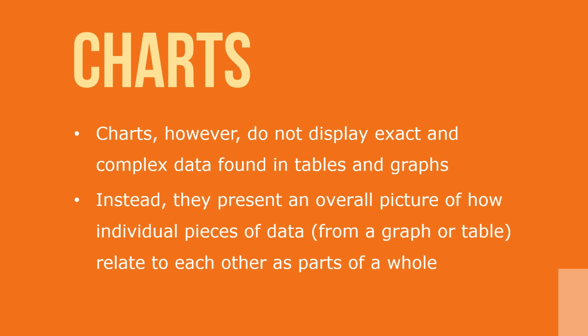Although charts and graphs may seem similar, there's a big difference between them. Graphs are usually more complex and plotted according to specific mathematical coordinates. Charts, however, do not display exact and complex mathematical data found in tables and graphs. Instead, they present the overall picture of how individual pieces of data from a graph or table relate to each other and parts of a whole.